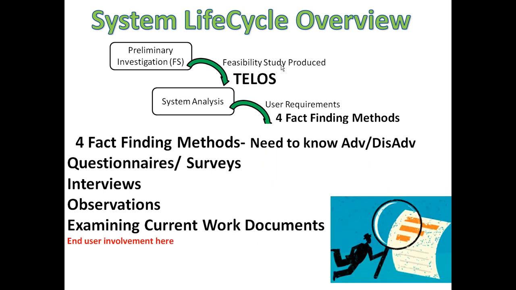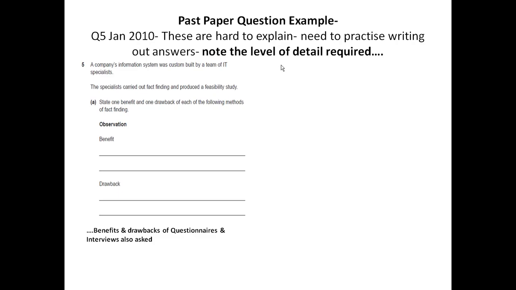Lastly, you need to examine current work documents. This is very good for looking at the inputs and the outputs that take place in the organisation. A disadvantage is you might not be able to see all the problems by looking at the documentation. So here is a past paper question. I'm going to show you the answers in a second or two, but notice the level of detail required. You have to state one benefit and one drawback for each of the following methods.